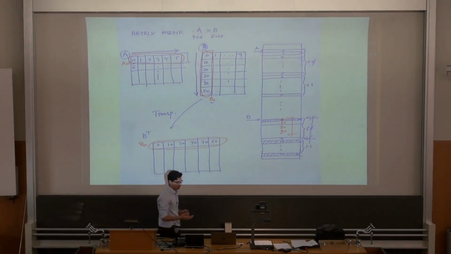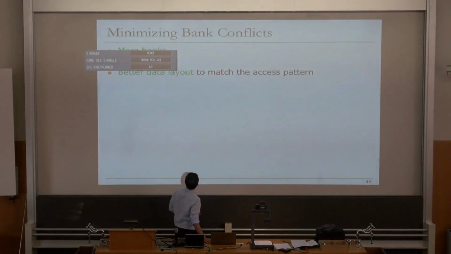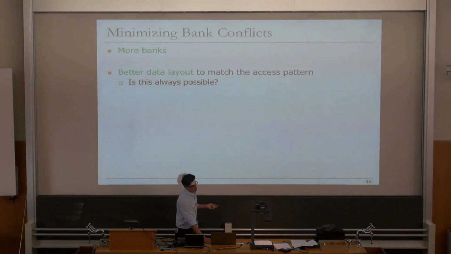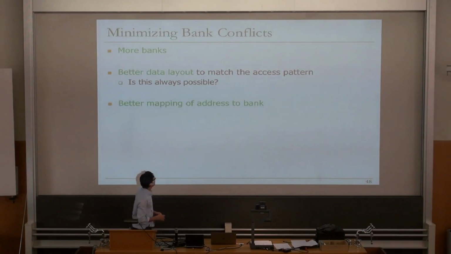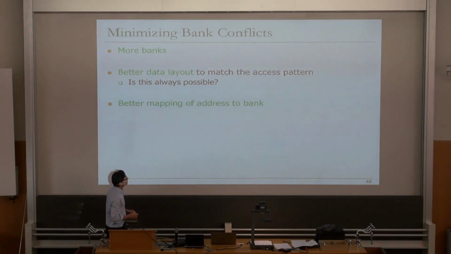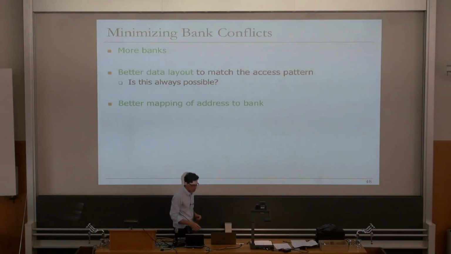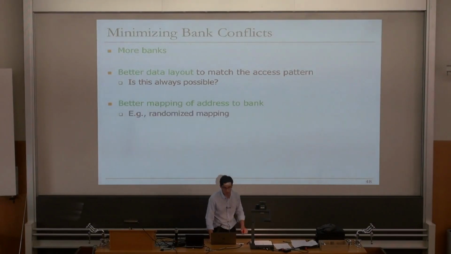So that's one possibility, but unfortunately this won't always be possible. It will depend on the application, it will depend on the characteristics of our data structure. There are some more sophisticated solutions in order to find a better mapping of addresses to banks. And one example are the randomized mappings.